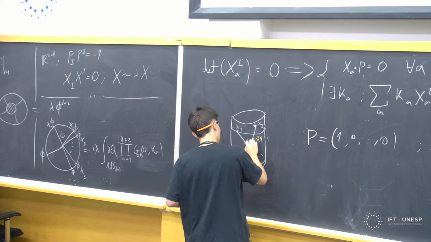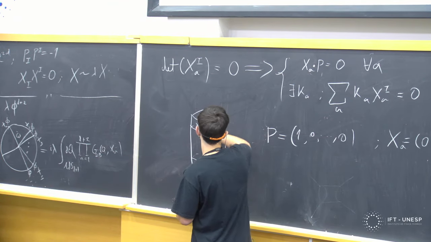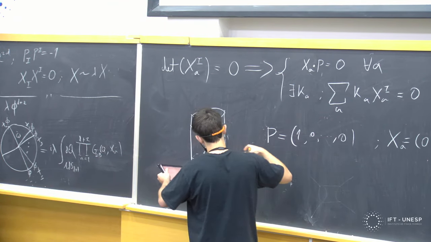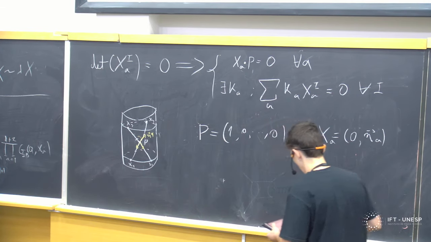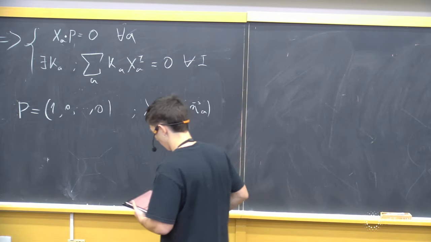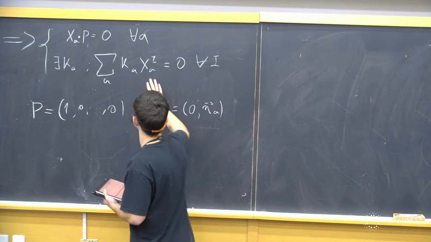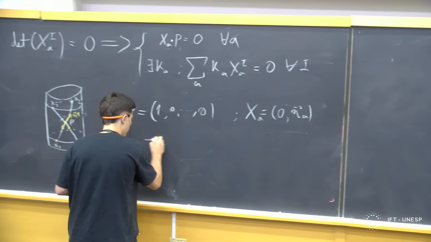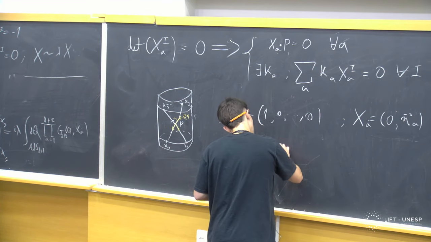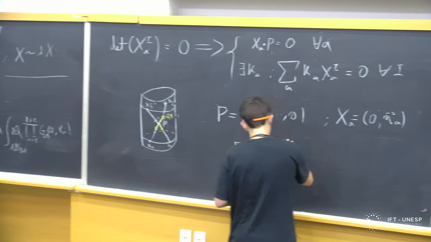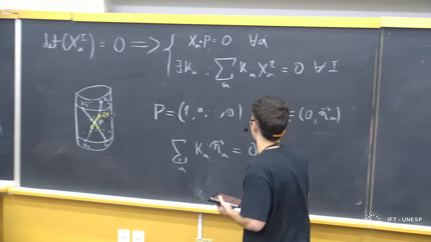And so on. So these points n_a represent these vectors tangent to the geodesics that go to the points in the boundary in which the operators are inserted. So if we plug this parameterization for x into the equation above, it just implies that there's a sum over a such that k_a n_a should be equal to 0. Remember, this is a unitary vector.